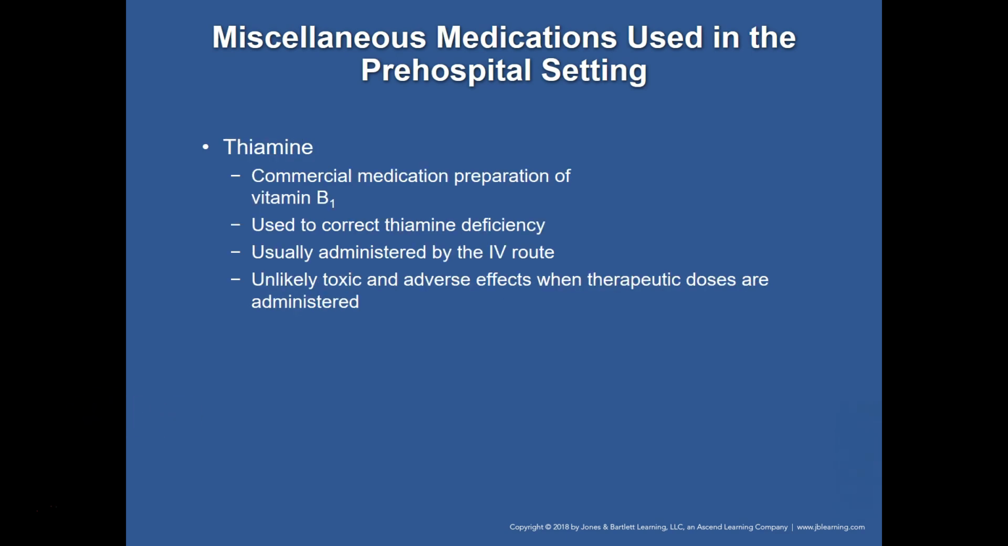Thiamine, vitamin B, is used to correct thiamine deficiency. We used to give this as our alcoholic cocktail, D50 and thiamine. It usually would get somebody right back to themselves pretty quickly. It's usually given IV, and it's unlikely to be toxic or have any adverse effects when therapeutic doses are administered. We're not carrying a lot on the truck anymore.